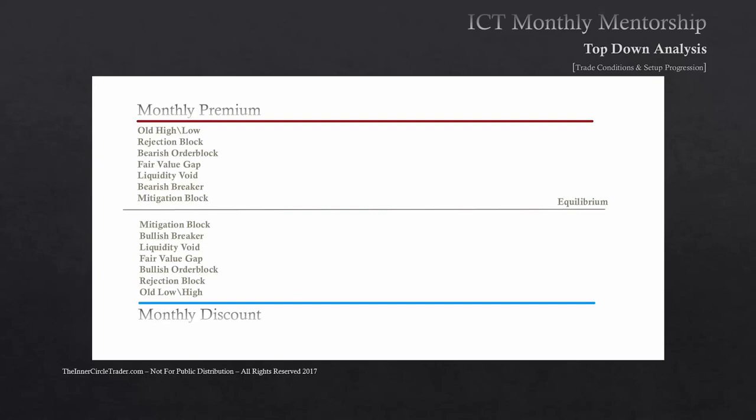And briefly, just as a quick overview again, since this teaching is going to be specifically dealing with the discount opportunity, buying at a discount and aiming for premium objectives, our focus is down here, where mitigation blocks, bullish breakers, liquidity voids, fair value gaps, bullish order blocks, rejection blocks, and old lows or old highs are our focal point for entries on long positions. The idea is we're looking for something down in this list of arrays to target one of the premium arrays.